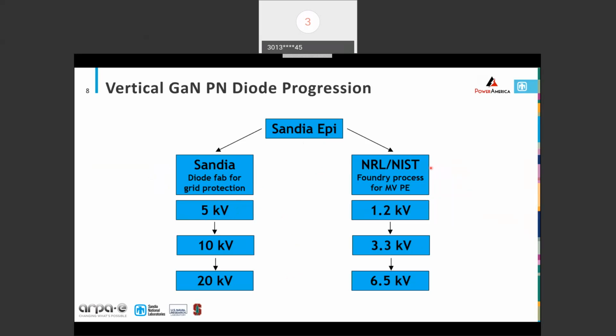And then NRL with NIST, with the foundry process, these are your standard voltage ratings, 1.2 and 3.3, and then up to 6.5 kV. And so again, we're at a point in the program where we're looking at the 1.2 right now. So I'll talk about that as we move forward.